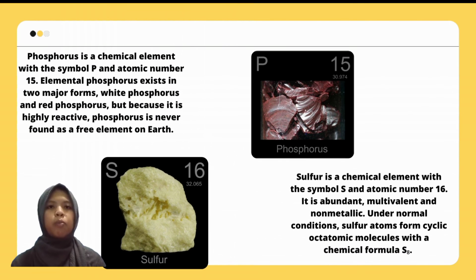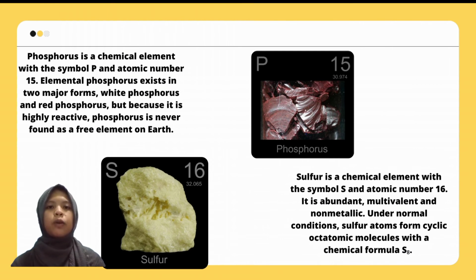And the next is phosphorus. Phosphorus is a chemical element with the symbol P and atomic number 15. Element phosphorus exists in two major forms, white phosphorus and red phosphorus. But because it is highly reactive, phosphorus is never found as a free element on Earth.